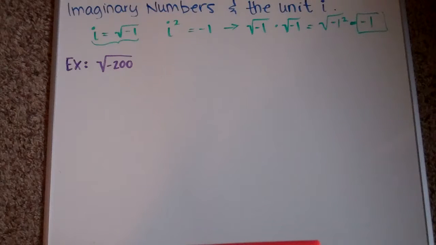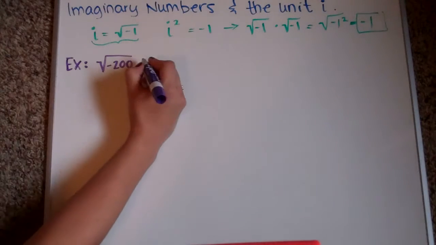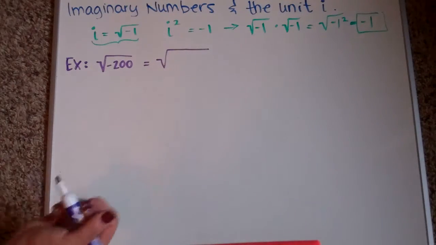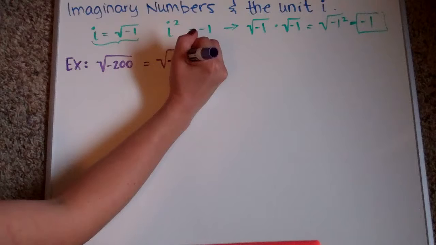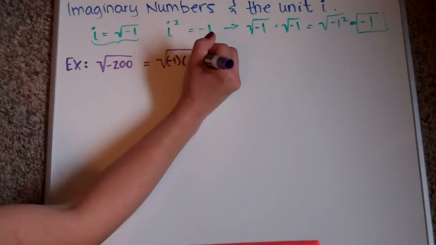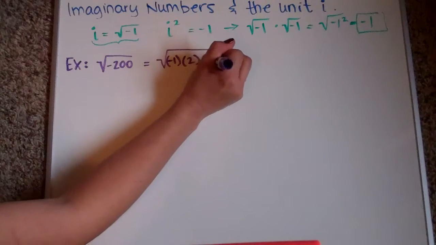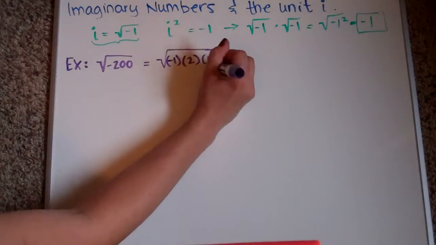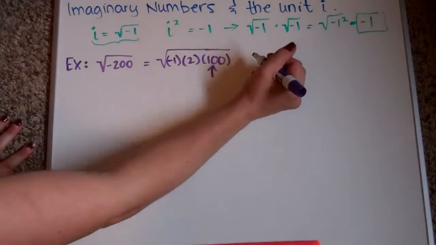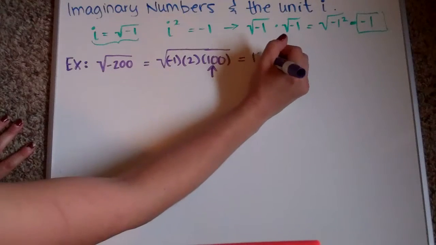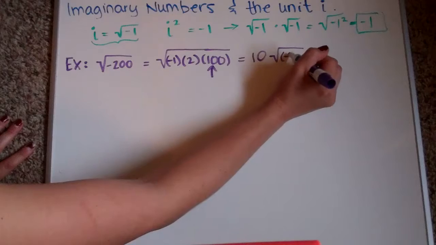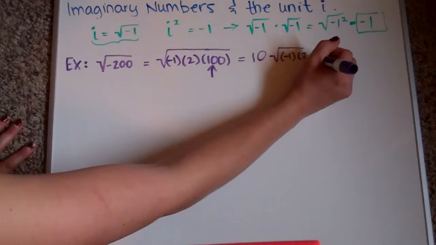You can't just say, oh, that equals -20 or something like that. So what we have to do is take what's underneath the radicand and break it up into factors. So we have a -1, a 2, and a 100, right? So voila, there's a perfect square. So we'll go ahead and factor that out. We say 10 times the square root of -1 times 2.